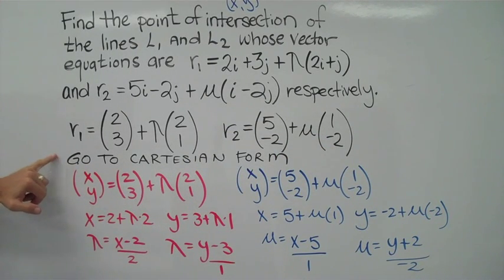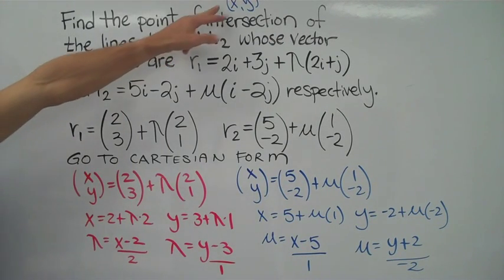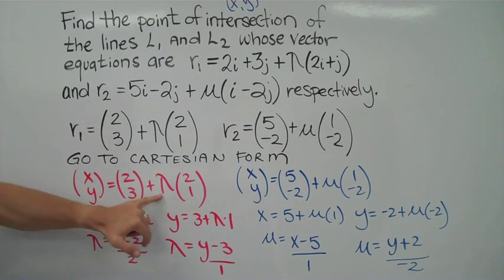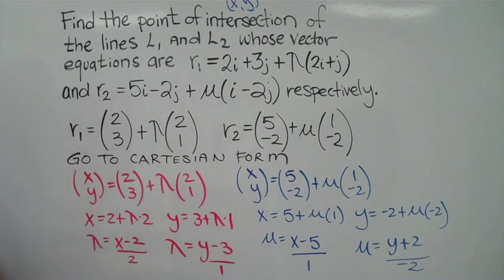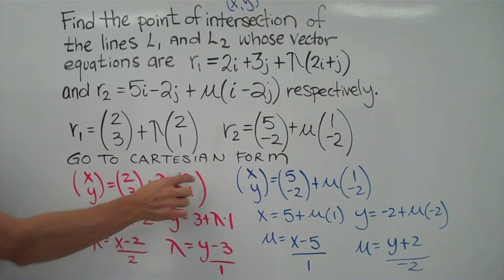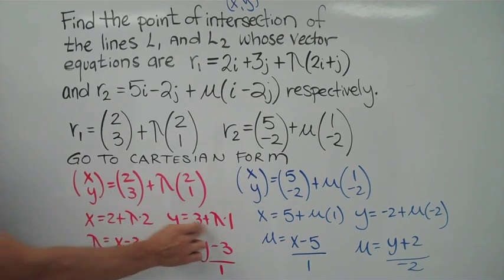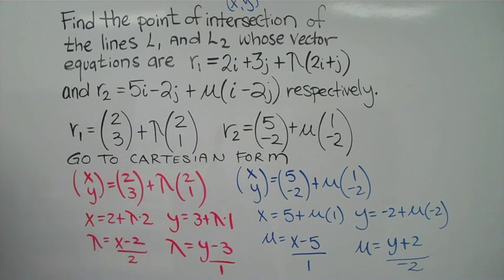I want to go to Cartesian form. Cartesian form will allow me to get x's and y's. I know I can do that on the coordinate plane. Well, what does it mean to go to Cartesian form? Well, we have to solve for lambda and solve for u. I write this as x equals 2 plus lambda times 2, y equals 3 plus lambda times 1, and solve each for lambda. Lambda equals (x minus 2) divided by 2. Lambda equals (y minus 3) divided by 1.